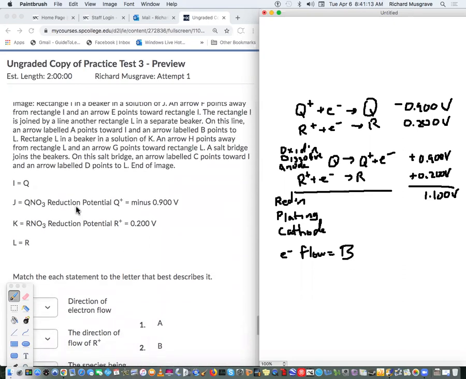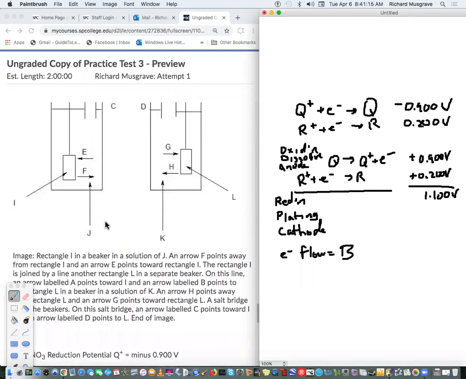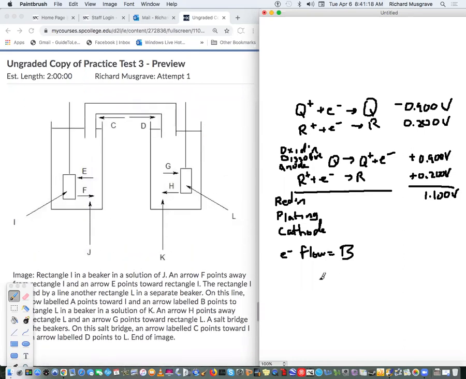Direction of flow of R plus. Well, R plus is plating and R is on this side. So the answer is G. So the arrow represents what's going on with the R plus. It's going towards the electrode so it can plate. Remember we said that over here. Does anybody have any questions?